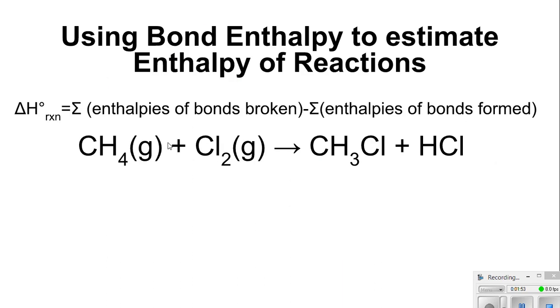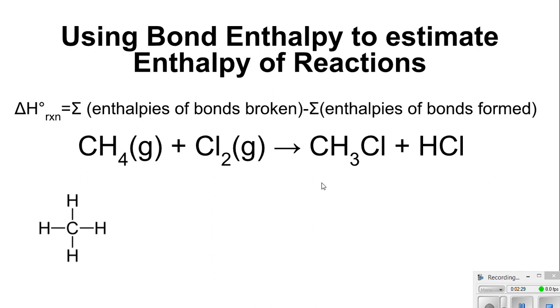Okay, so how we use this to estimate the enthalpy of reactions. Remember this little degree sign in this case refers to standard conditions. And then of course we have sigma here. So it's going to be the sum of the enthalpies of all the bonds that are broken minus the sum of all the enthalpies of the bonds that are formed. So when we have reactants and then our products, the reactants are the bonds that are broken, and the bonds of the products are going to be the bonds that are formed.